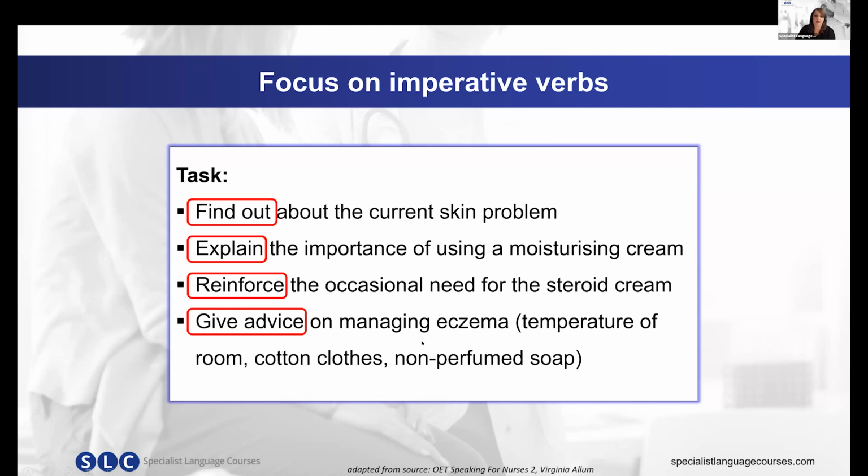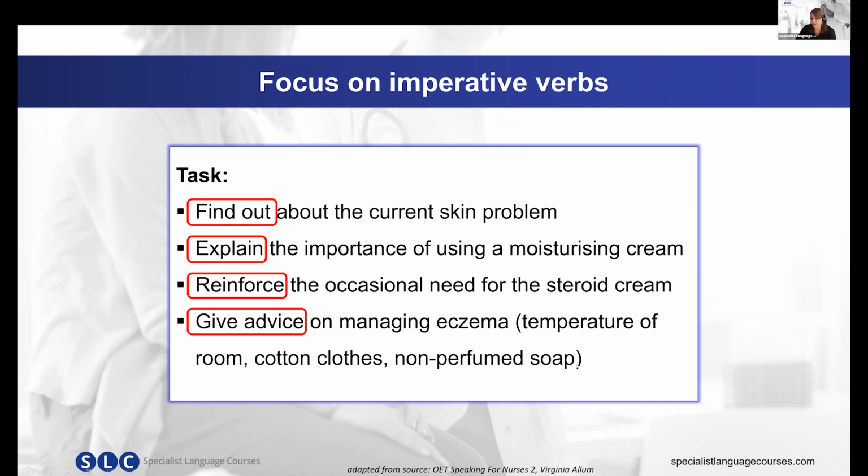And then we have give advice. So we have to look at different phrases that we can use for giving advice on how to manage eczema. Now notice that you have some words in brackets here. You will often see words in brackets, and this is giving us an example of how you can manage eczema. So you can use these ideas when you're speaking.